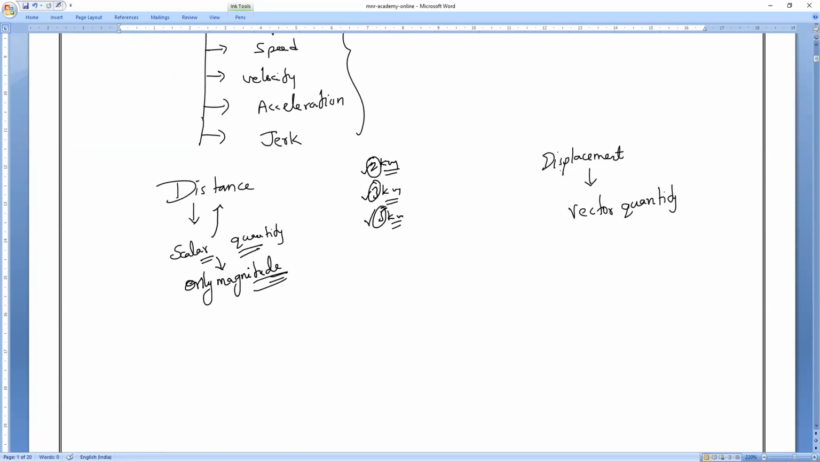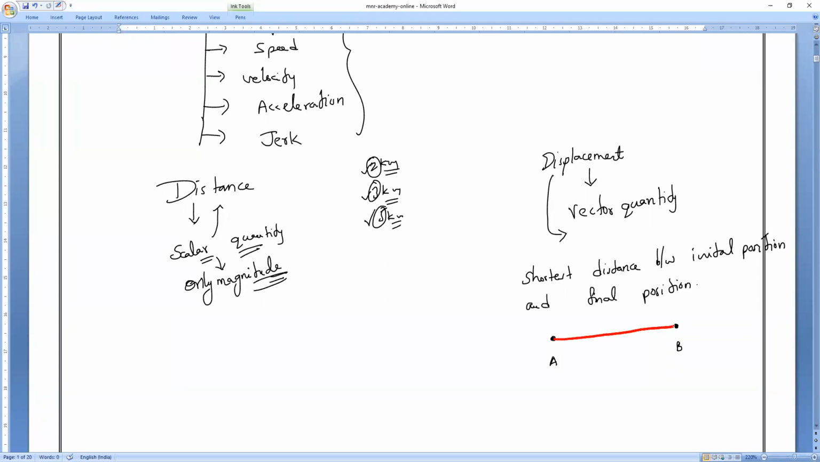And displacement means, remember, the shortest path between the initial and final point, initial position and final position. So what is the possible shortest path between any 2 points? Suppose this is my initial point and this is the final point. Can you tell me what is the shortest path to reach from A to B? I want to know, everybody. What is the shortest path? Straight line.